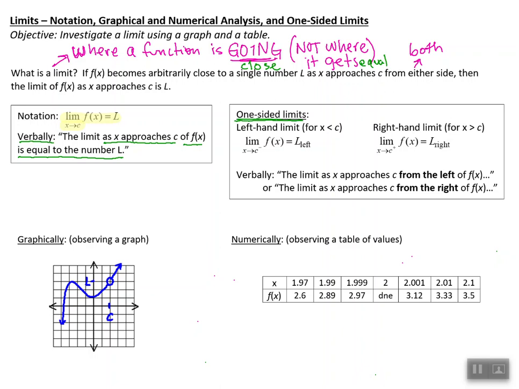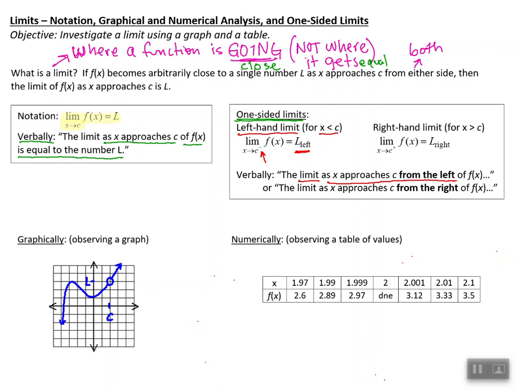For one-sided limits, we could have the left-hand limit. That would be for all x values less than c. Notice that notation right there with that little negative symbol, meaning coming from where the negative numbers would be on the left. This is the limit as x approaches c from the left of f of x is equal to the limit on the left.